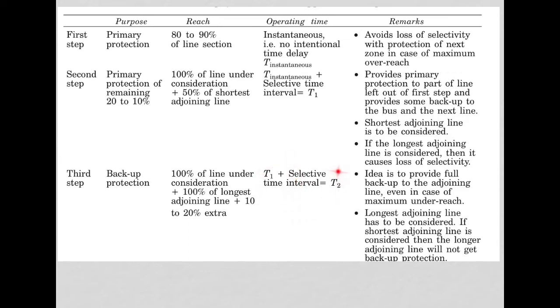Then we have T1 plus selective time interval equals T2. So the idea is to provide full backup to the adjoining line even in case of the maximum underreach, and the longest adjoining line has to be considered. If the shortest adjoining line is considered, then the longer adjoining line will not get the backup protection. So this is actually the philosophy of the three-stepped distance protection.